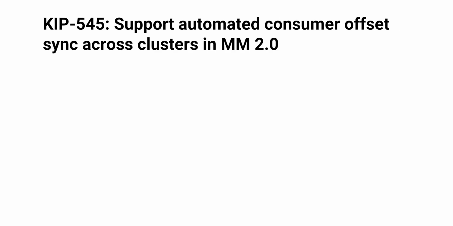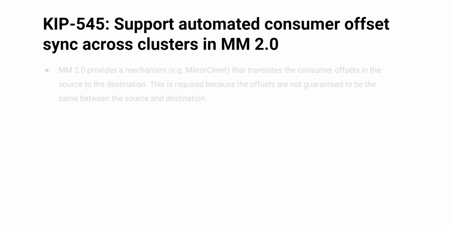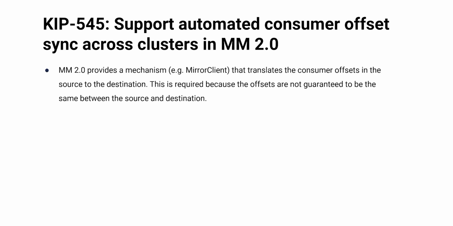KIP 545 supports automated consumer offset sync across clusters in MirrorMaker 2.0. Now, MirrorMaker 2.0 was merged in KIP 382, that was Apache Kafka 2.4, and what it does is it keeps topics in sync between Kafka clusters. It's the multi-data center, multi-cloud, or hybrid cloud solution in AK, and consumer offsets between those topics don't automatically stay in sync between the two clusters.